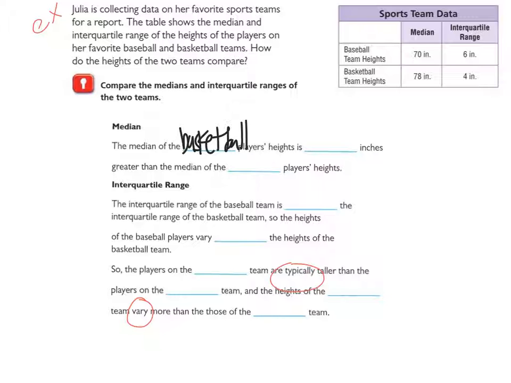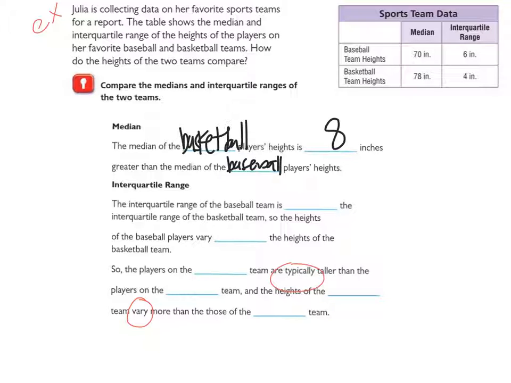Oh, I can't read that small. Players' height is how many inches greater? Looks like 70 and 78. That would be 8 inches greater. Then the median of the other players, baseball players' heights. And that's how they want us to describe it. This one is taller or this one is shorter.